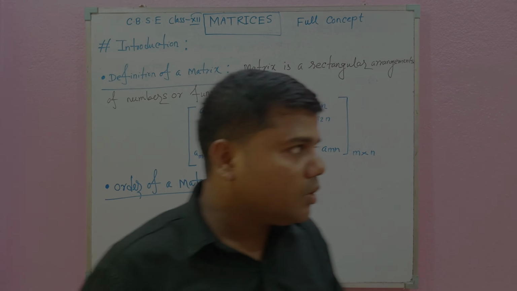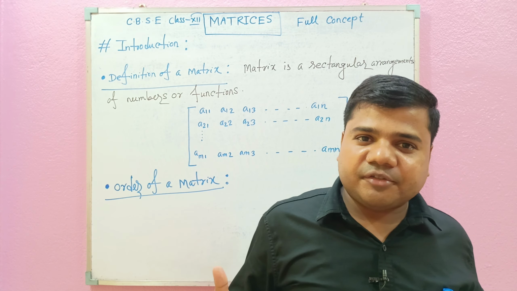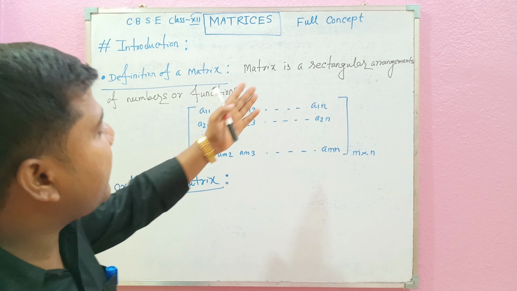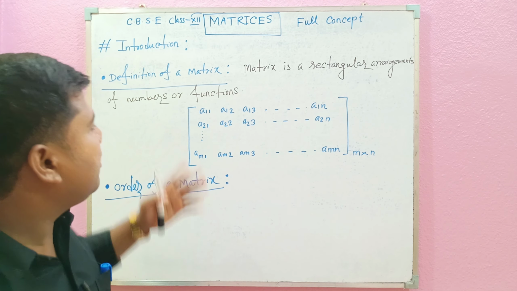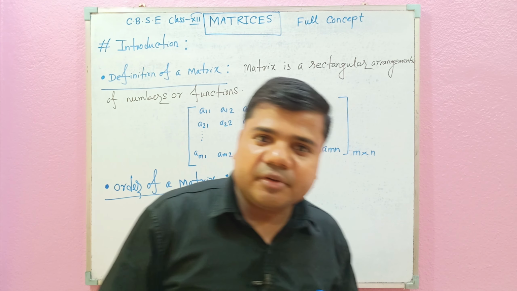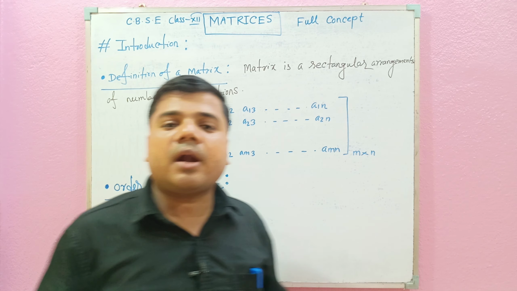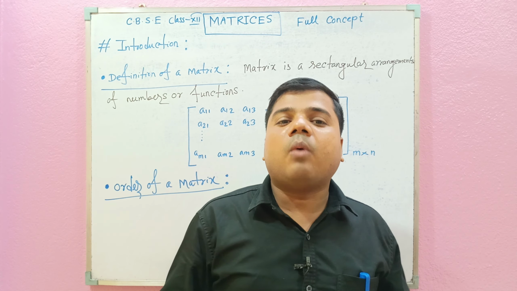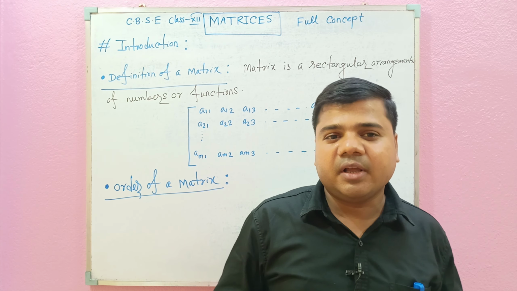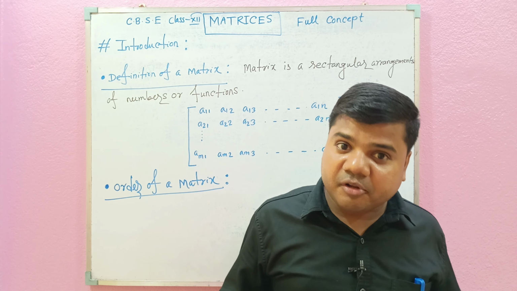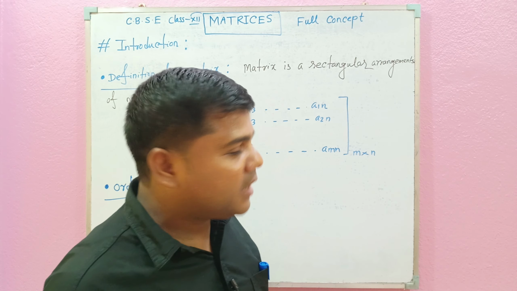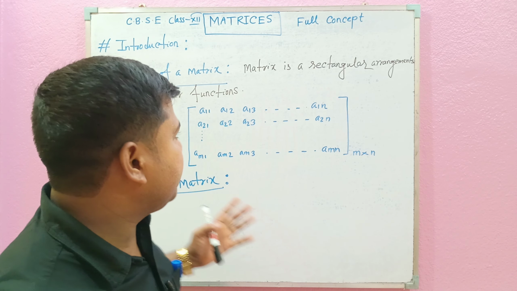So, what is a matrix? A matrix is a rectangular arrangement of numbers or functions. Today we will introduce what a matrix is, what the types of matrix are, how to subtract two matrices, how to add two matrices, how to multiply two matrices, etc. And what is the inverse of a matrix, and what are the elementary operations of a matrix, in depth. So let's get started.